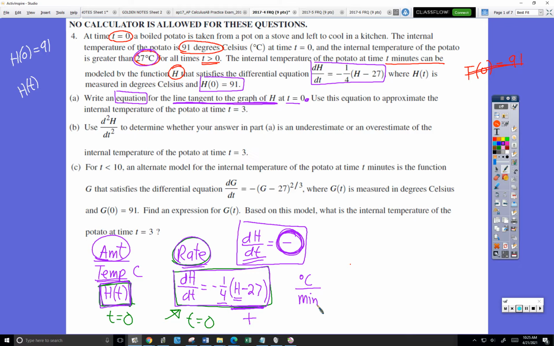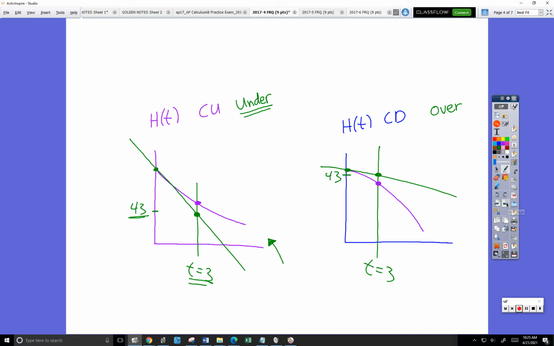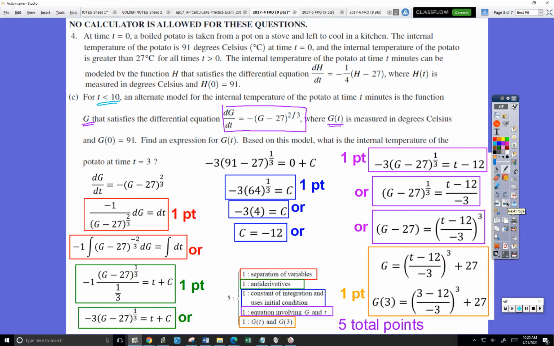Well, we have exactly the same thing in part C, except that the amount formula is G of t. So that's how we can calculate the temperature. And our rate formula is the differential equation dg over dt, which is this right here. So exactly the same situation as at the beginning, just new formulas that they want us to use. So go back to C here. Find an expression for g.